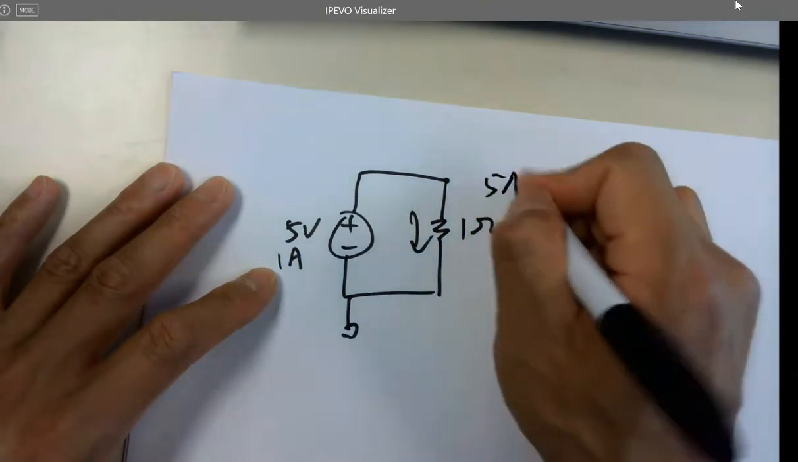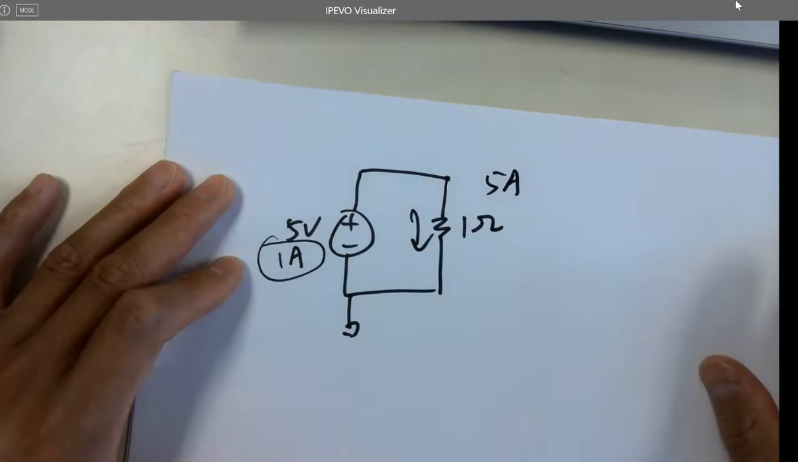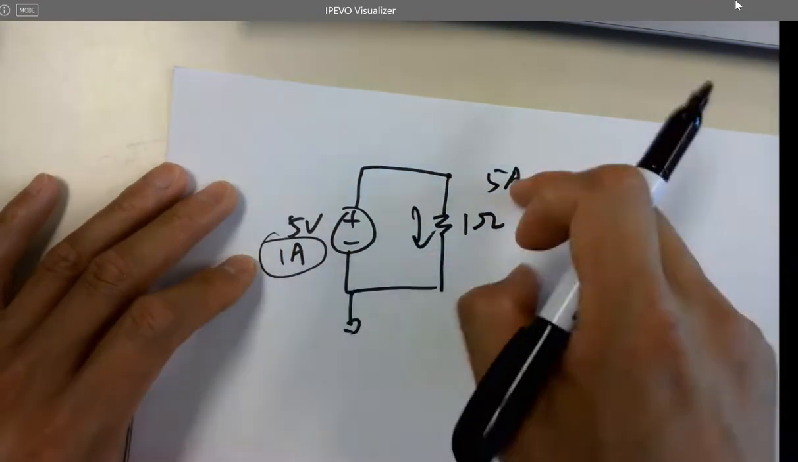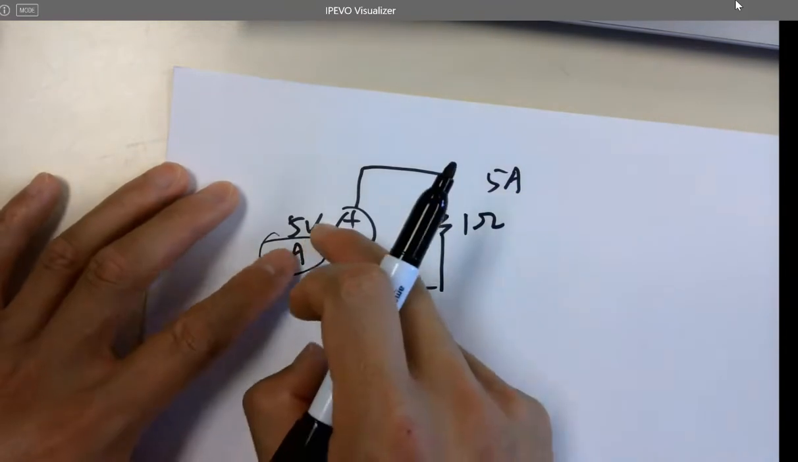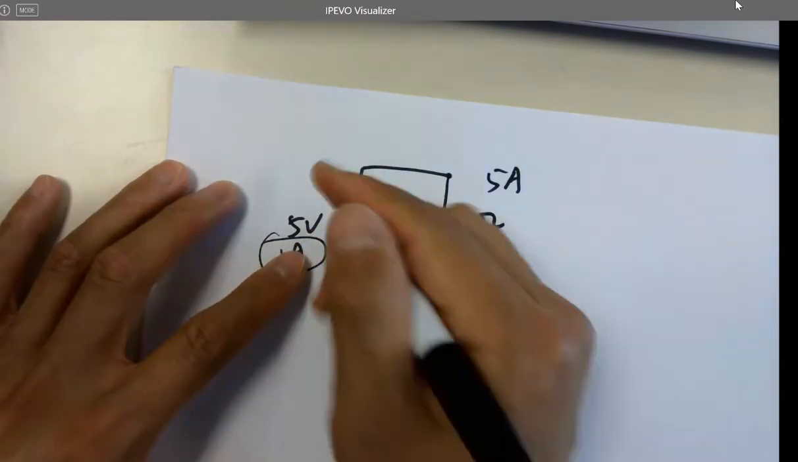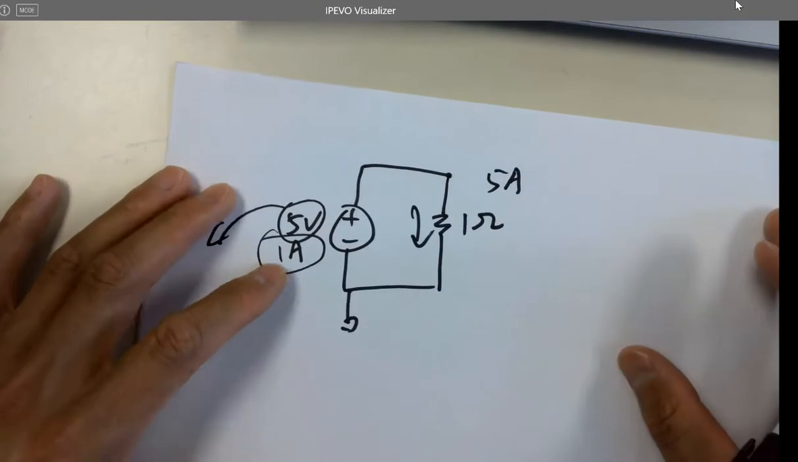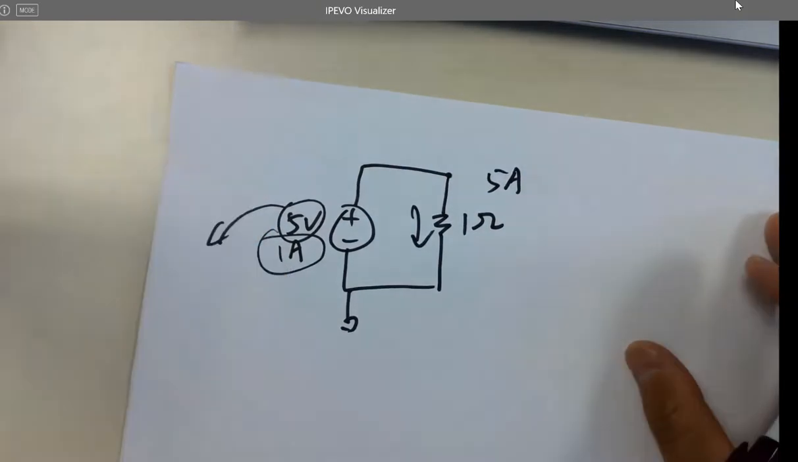Yeah, it's going to be 5 amp. But can you? No. It's going to happen. When the power supply cannot supply 5 amps, what's this one going to do? It's going to drop the voltage. Why? How can I understand that? Why is it going to drop the voltage?